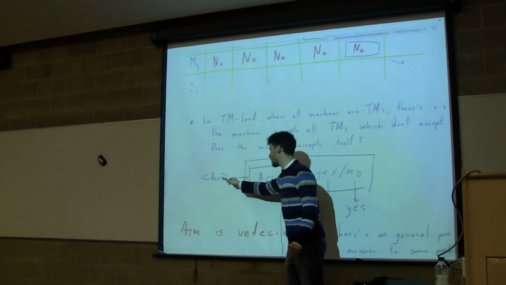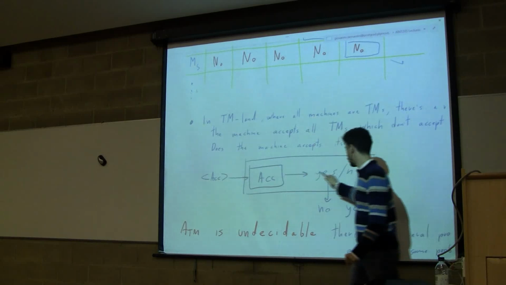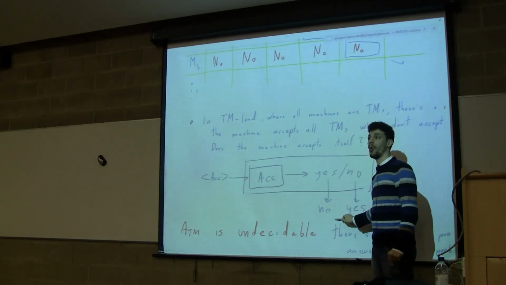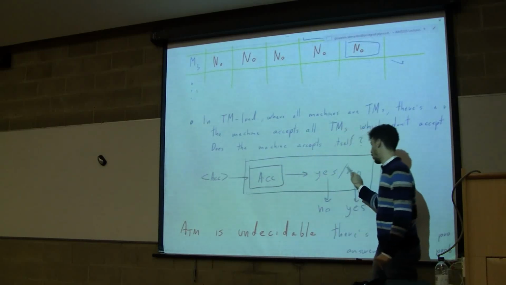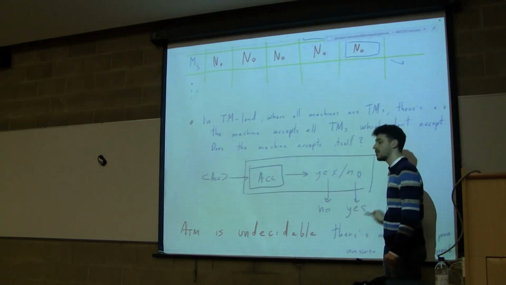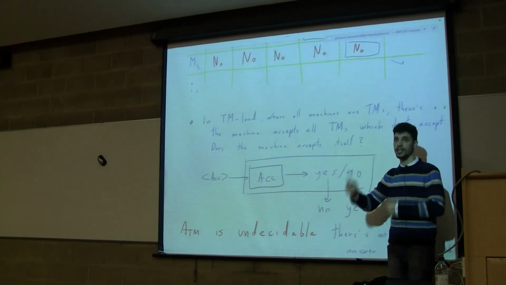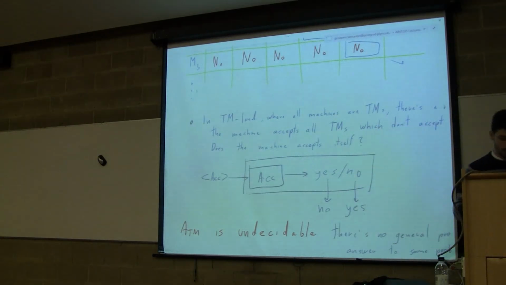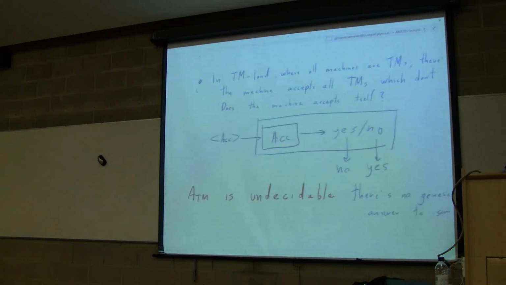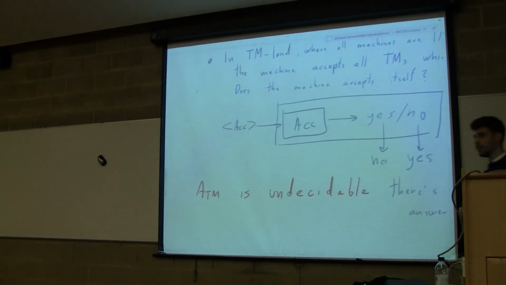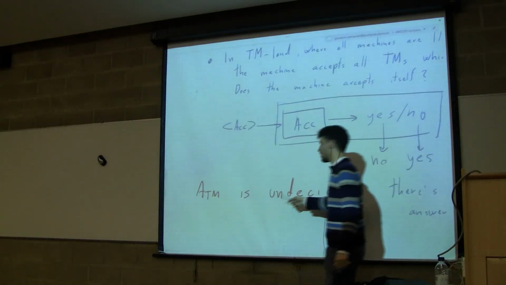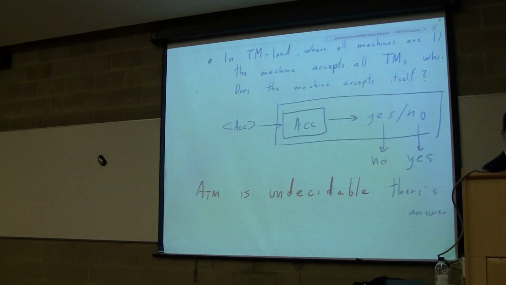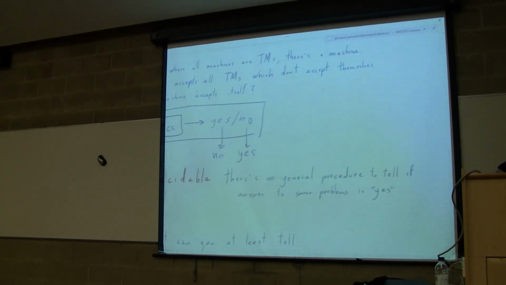Well, if it does accept itself, that would mean that it has to say no. If it doesn't, then this will say yes. So if it doesn't, it does. If it does, it doesn't. This is a paradox. You cannot escape. So this language here, ATM, or equivalently this decision problem here, accept TM, is undecidable. No escape. So there's no general procedure to tell if the answer to some problems is yes.